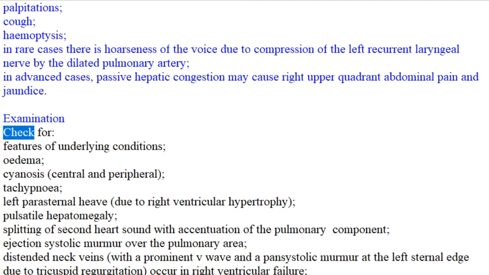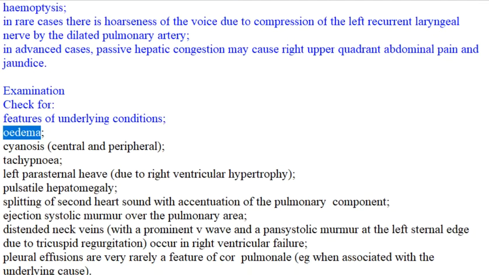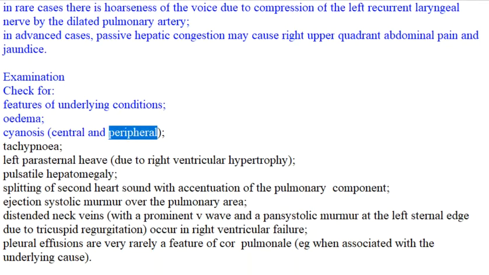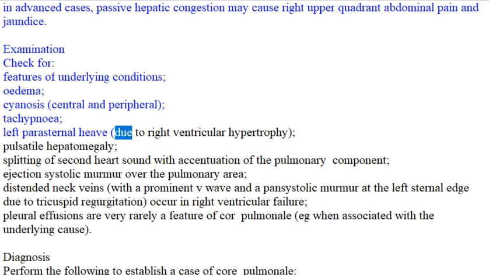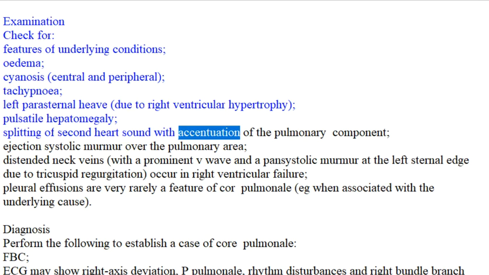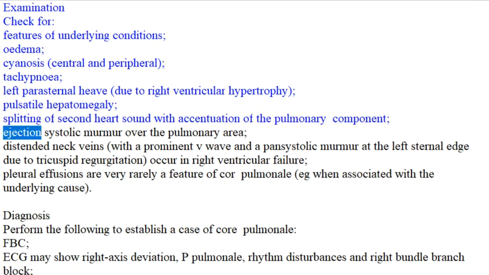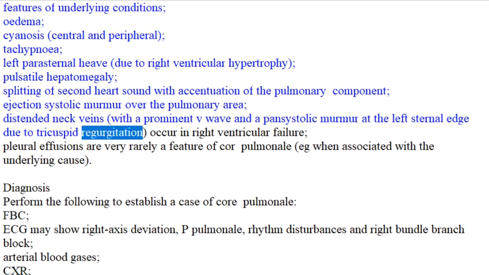Examination. Check for features of underlying conditions: edema, cyanosis, central and peripheral, tachypnoea, left parasternal heave, due to right ventricular hypertrophy, pulsatile hepatomegaly, splitting of second heart sound with accentuation of the pulmonary component, ejection systolic murmur over the pulmonary area. Distended neck veins, with a prominent V-wave and a pansystolic murmur at the left sternal edge due to tricuspid regurgitation, occur in right ventricular failure.